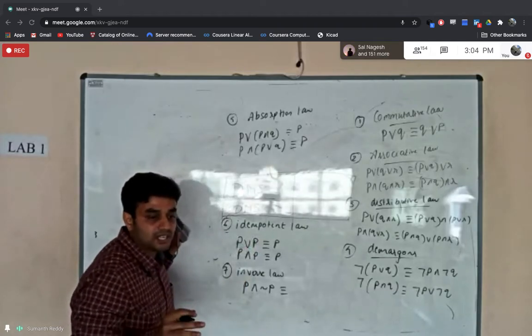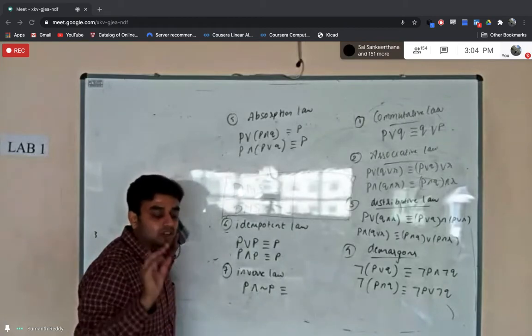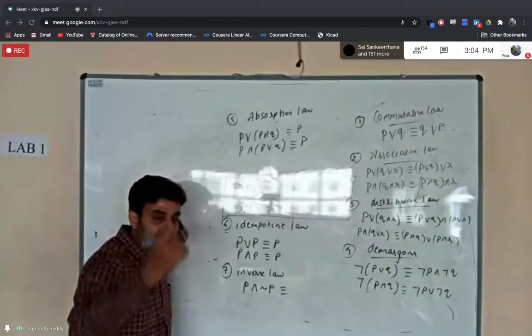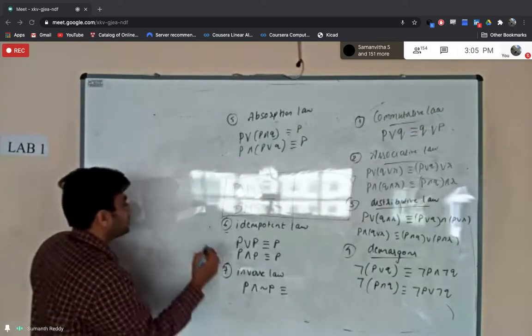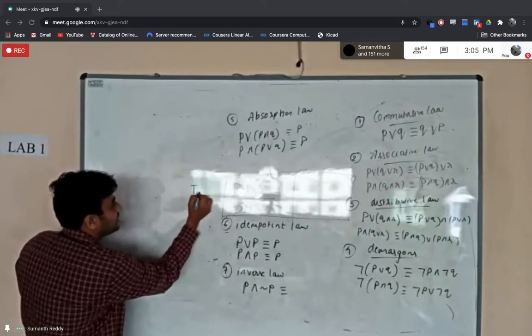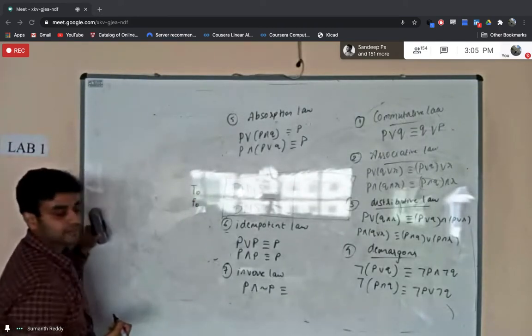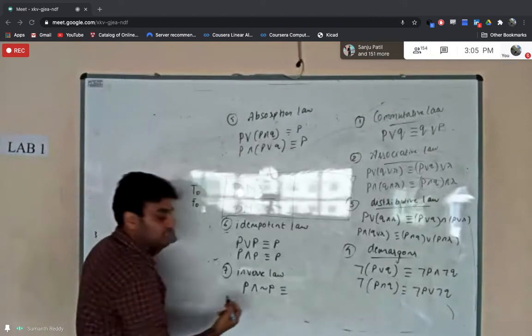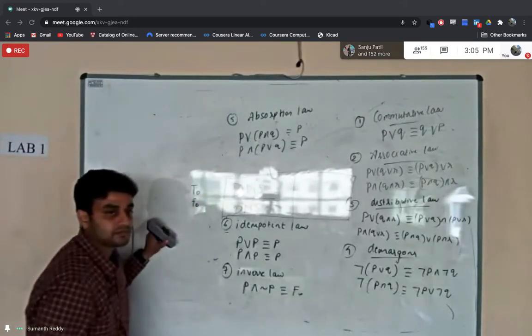And you already know that if you always get 0, the meaning of that is it is a contradiction. Similarly, if you always get true, the meaning of that is it is a tautology. The tautology is represented as T naught. Similarly, contradiction is represented as F naught. Based on this, P and negation of P will always be a contradiction.